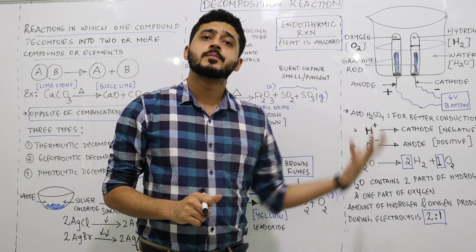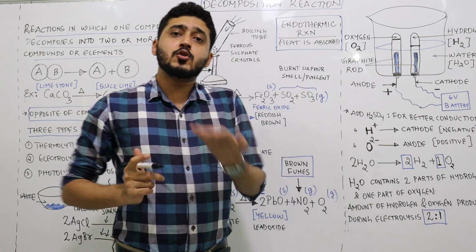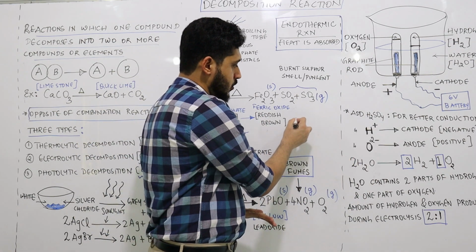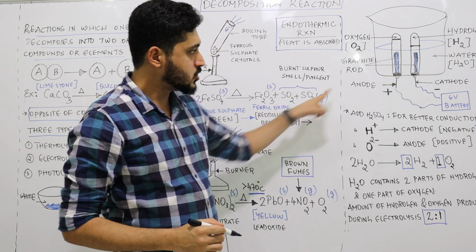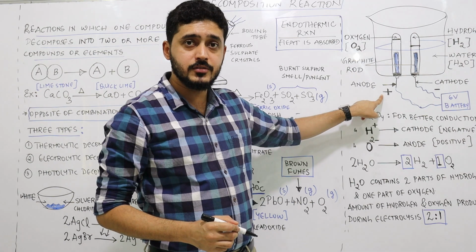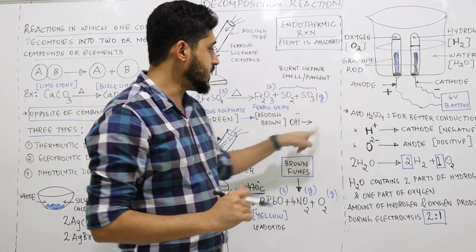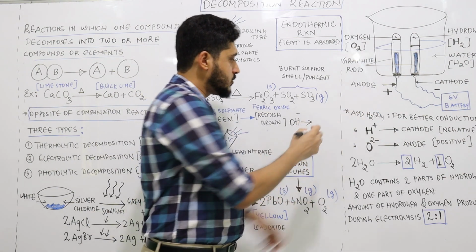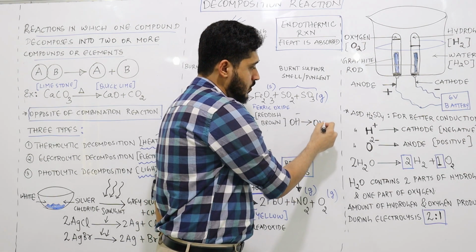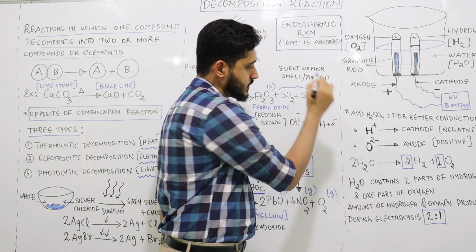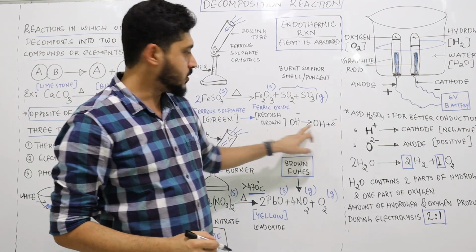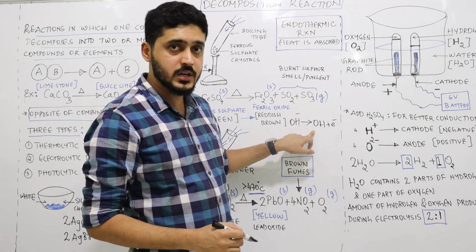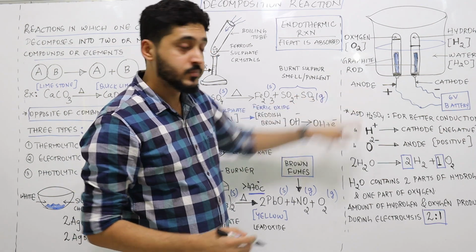Now what about oxygen? See, you have OH minus ion. Since it is a negative ion, it should move towards the positive terminal of the electrode, which is the anode. Now OH minus will move towards the anode and it will become OH by losing an electron. OH minus, by losing an electron, becomes OH at the anode.